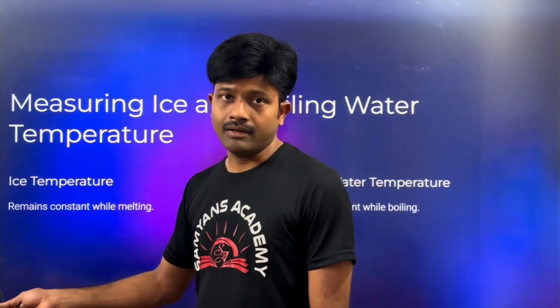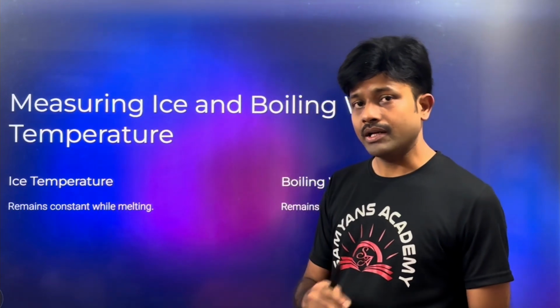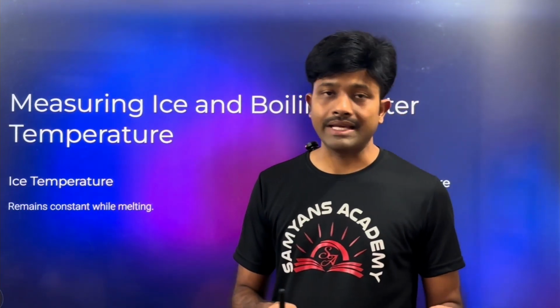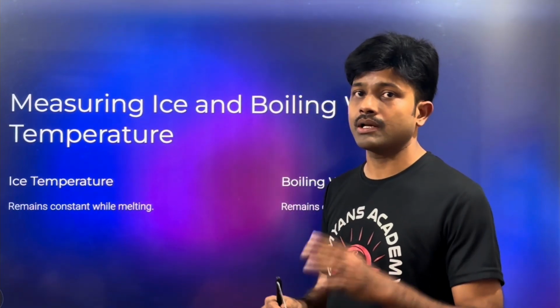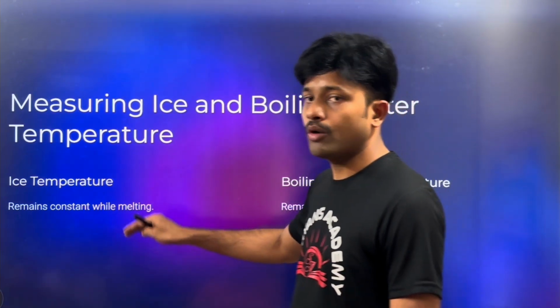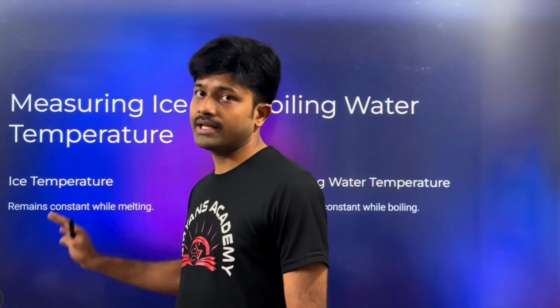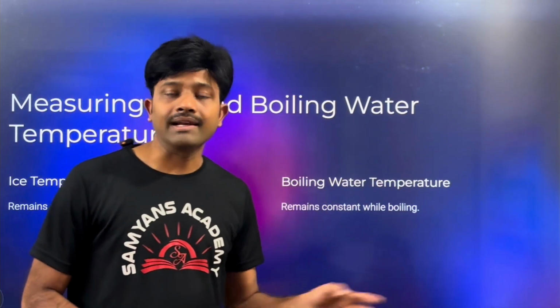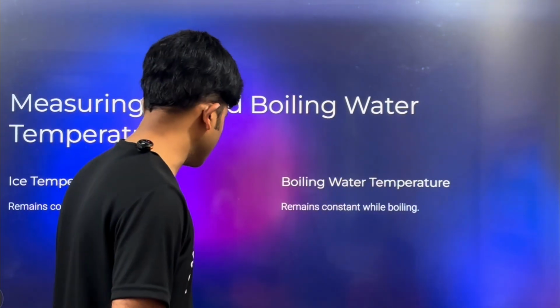100 degrees Celsius. Similarly, when ice starts melting and finally is converted into water, the whole process takes some time. During that process, the temperature remains constant. During melting of ice and during boiling of water, the temperature remains constant. Remember this. During melting of ice, how much temperature will it show? 0 degrees Celsius. During boiling of water, how much temperature will it show? 100 degrees Celsius. Remember these points.